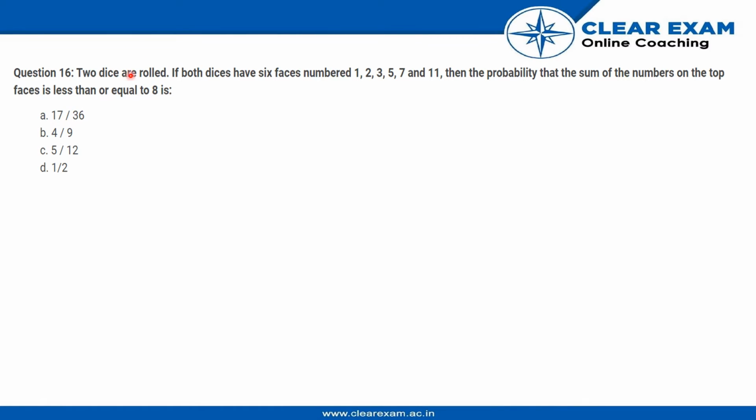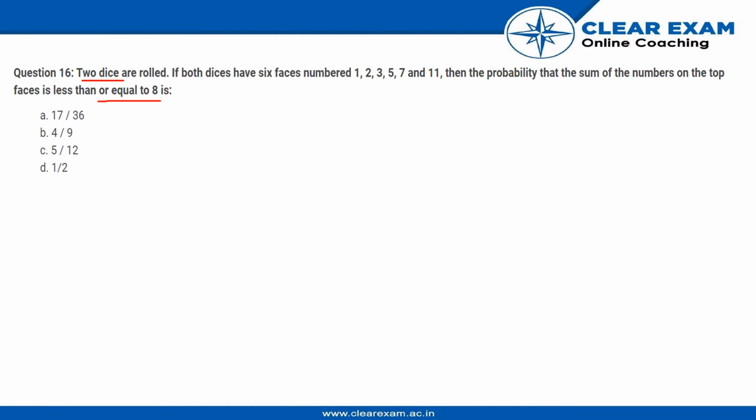We have two dice that are rolled. If both the dice have six faces numbered 1, 2, 3, 4, 1, 2, 3, 5, 7 and 11, then the probability that the sum of the numbers on the top faces is less than or equal to 8 is. So we need the sum of these two dice to be less than or equal to 8.